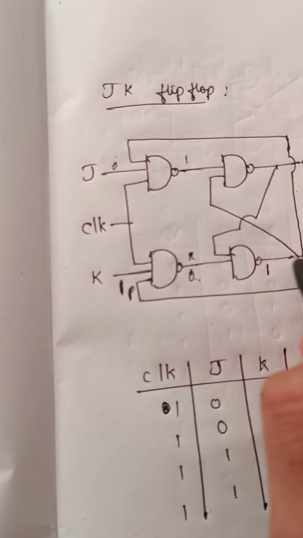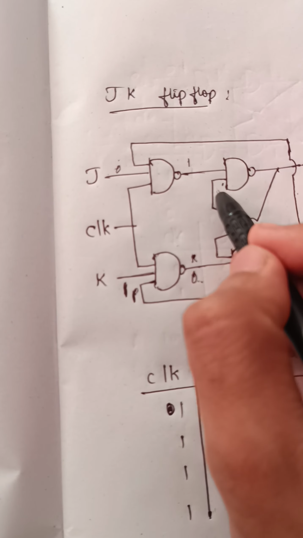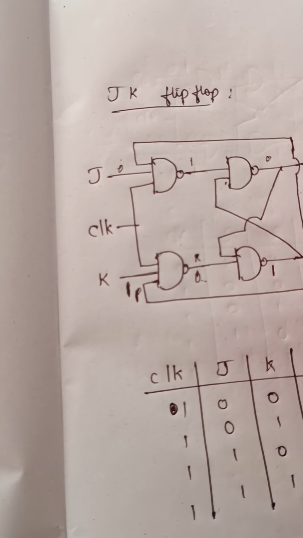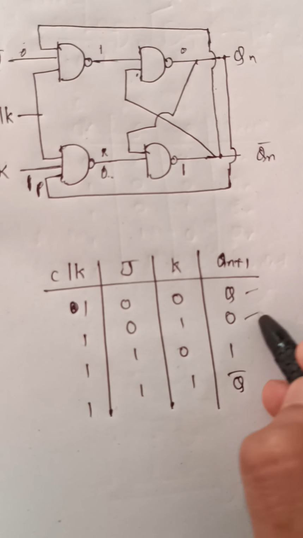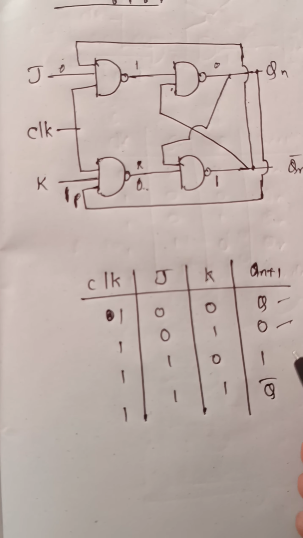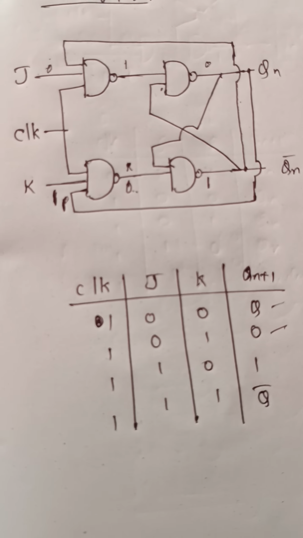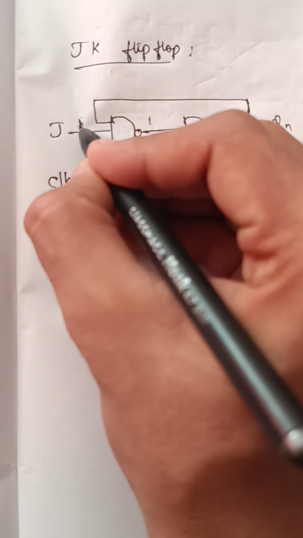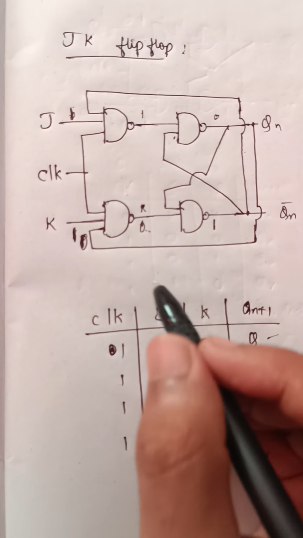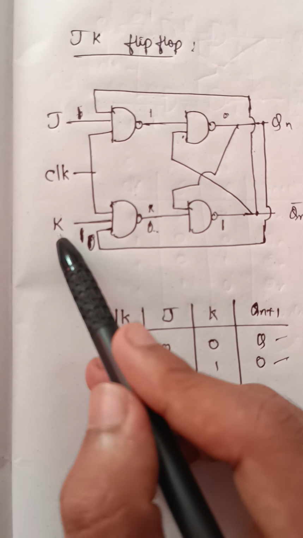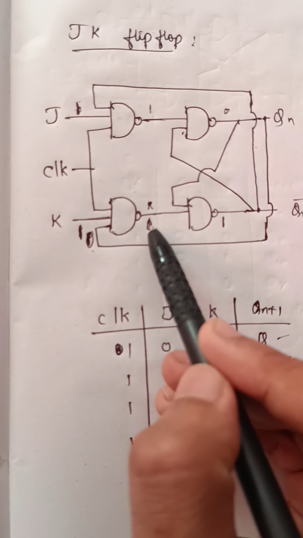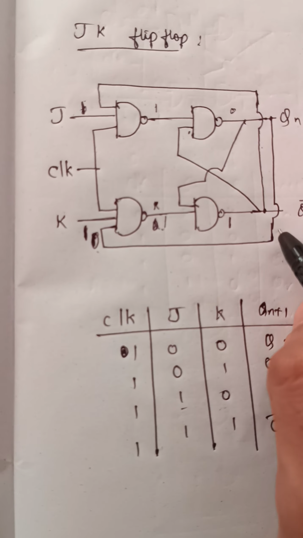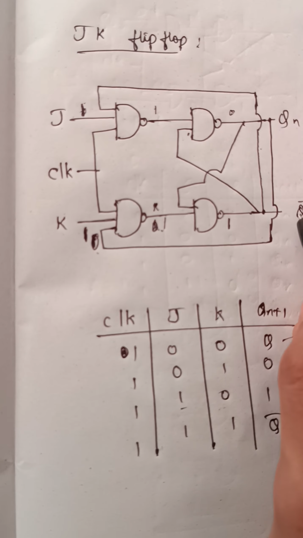And here Qn is taken as input, and in 1 1 the NAND gate input is 0, then the Qn is 0 here, and the Qn bar is 1, okay. And in the third case 1 0, J is 1 and K is 0, then it will give 1 here, and here it will take the input from this, that is Qn bar.